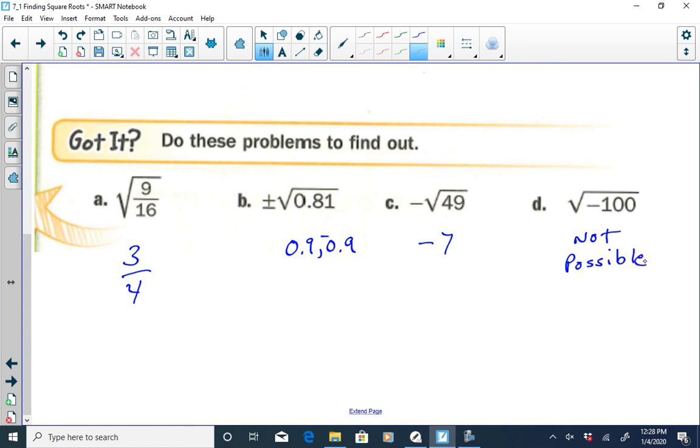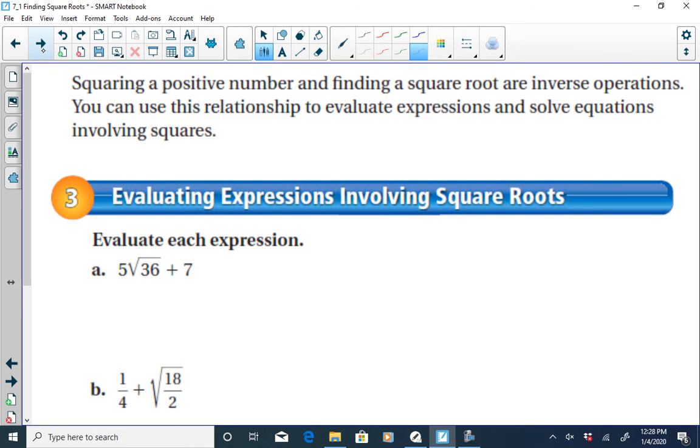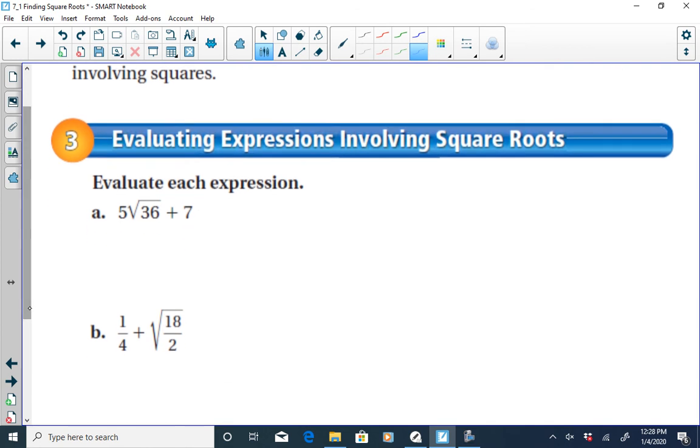All right, you guys will learn later on that that's going to be an imaginary number for the square root of 100. Okay, squaring a positive number and finding a square root are inverse operations. You can use this relationship to evaluate expressions and to solve equations involving squares. Okay, let's take a look at this first example.